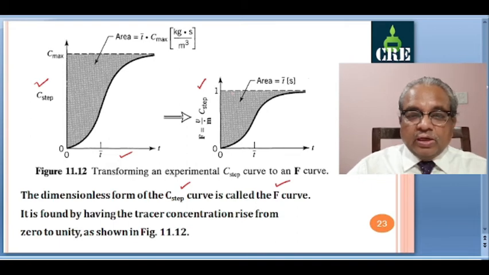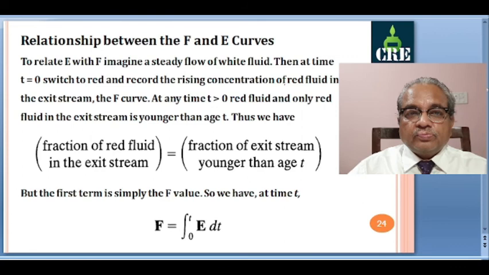So it is found by having a tracer concentration rise from 0 to C max, and here tracer concentration at the output rising from 0 to 1, in dimensionless form. So from C pulse you get the E curve, and from C step we get the F curve. Relationship between F curve and E curve.